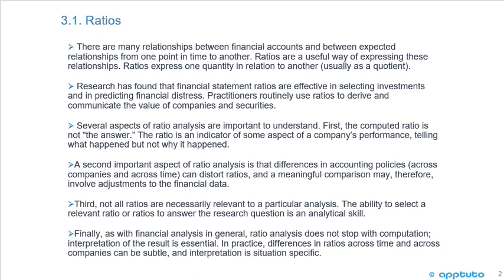Several aspects of ratio analysis are important to understand. First, the computed ratio is not the answer. The ratio is an indicator of some aspect of a company's performance, telling what happened but not why it happened. A second important aspect of ratio analysis is that differences in accounting policies across companies and across time can distort ratios, and a meaningful comparison may therefore involve adjustments to the financial data.